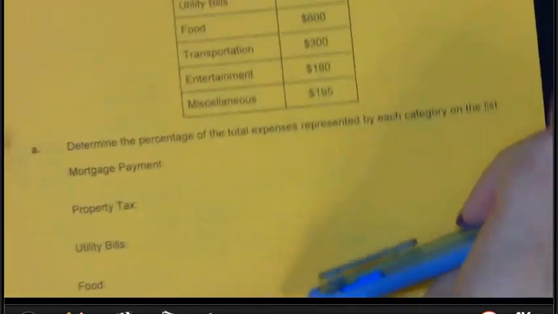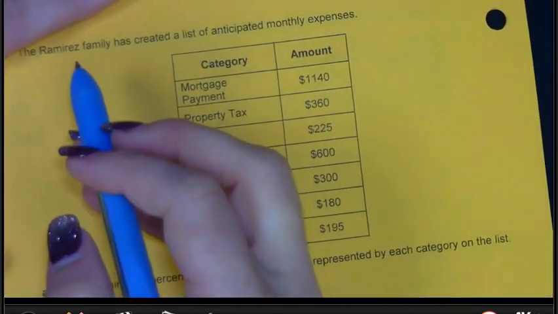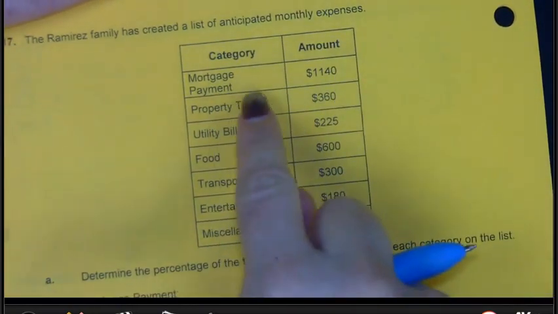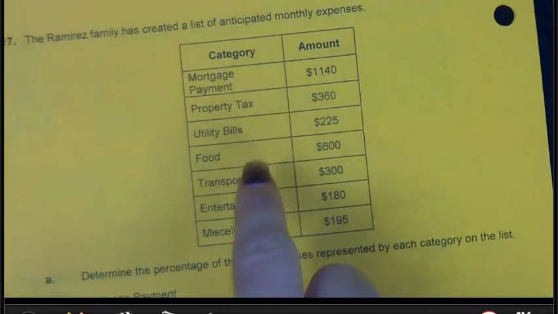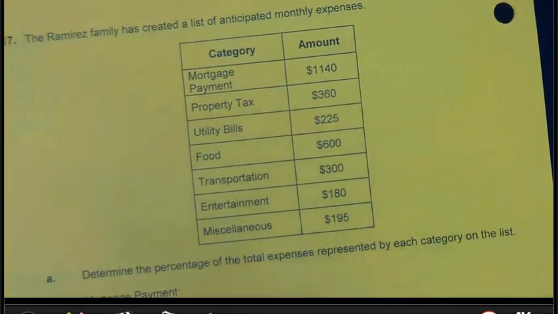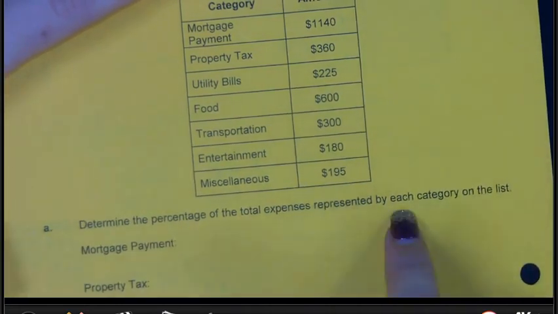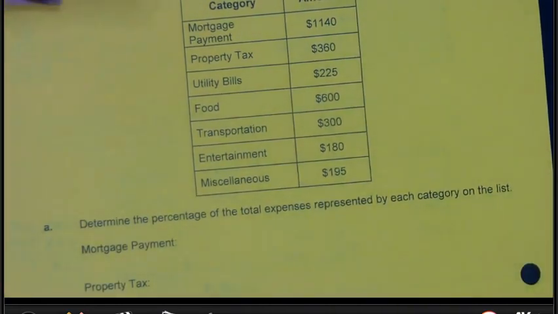All right, and then on to the back, we got one more, one big one. Okay, so the Ramirez family has created a list of anticipated monthly expenses. I've got the mortgage, the property, utility bills, transportation, entertainment, and miscellaneous. Determine the percentage of the total monthly expenses represented by each category on the list.